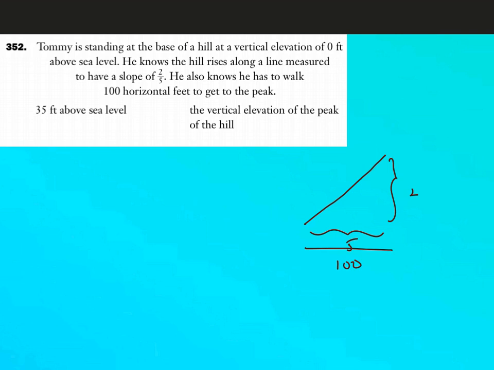We have to compare the two quantities. One is 35 feet above the sea level. This is a given quantity. That's quantity A. Quantity B is the vertical elevation of the peak, which means this height. We have to find this height and compare that to the given value in A.